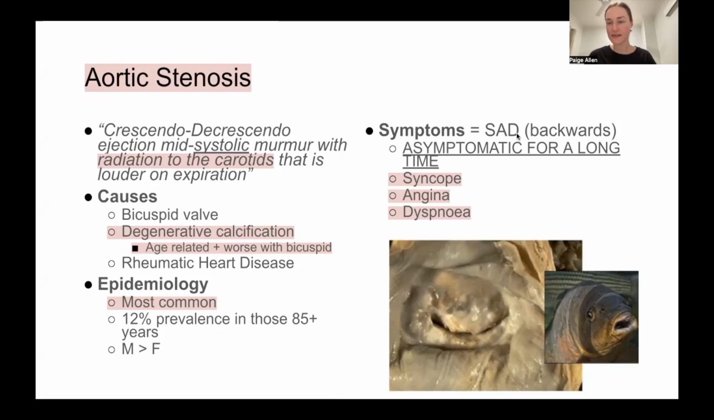So the classic acronym is SAD backwards in terms of the chronicity of what symptoms you're going to get. So first will be dyspnea, second will be angina, and third will be syncope because you're literally not getting enough blood supplying the rest of the body because of the aortic stenosis. And as you can remember, the filling of the coronary arteries happens just at the base of the aortic valve. So if you're not getting enough blood flow through the aortic valve, then you're not getting enough filling of the coronary arteries, which is why you get the angina.